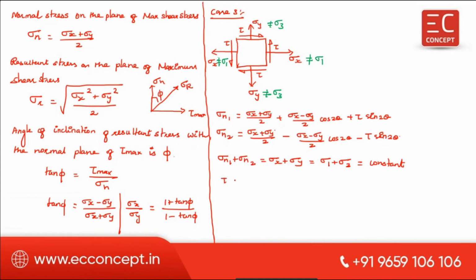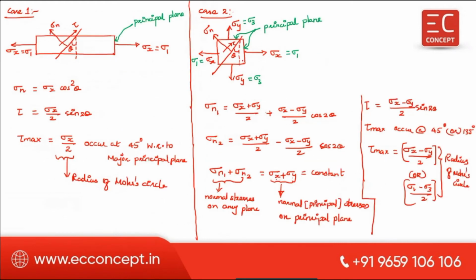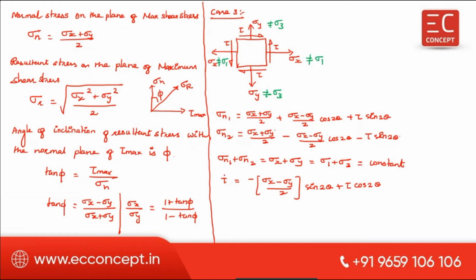Now what is tau? Shear stress is equal to minus sigma x minus sigma y divided by 2 into sin 2 theta plus tau cos 2 theta. Be careful, this is sin then cos. Then the angle of the principal plane. In the last two cases we directly wrote the principal plane. That is, this is the principal plane and this is the principal plane. But here we need to first calculate the principal stress, then we can go for the principal plane calculation. So we can go for the next slide.